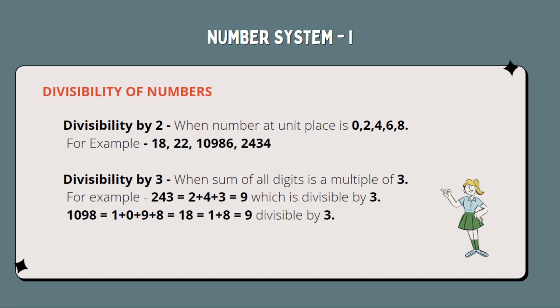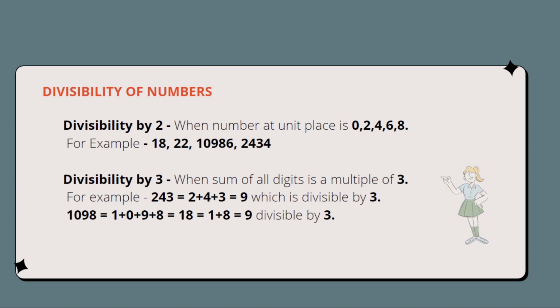1098. Add all the digits. 1 plus 9 plus 8. That will give you 18. 18, again we can add these digits. 1 plus 8 equals 9. Or simply we can see 18 is also divisible by 3. So 1098 is divisible by 3.